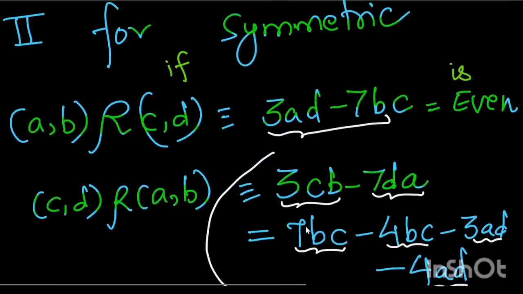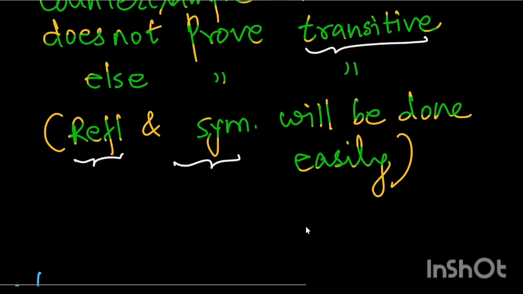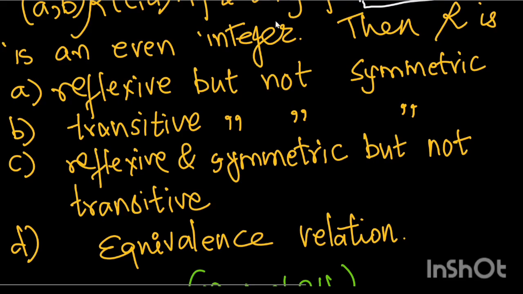So which option will we take, guys? This is symmetric, this is reflexive. So it is reflexive and symmetric, but it is not transitive. The answer is option C, guys.